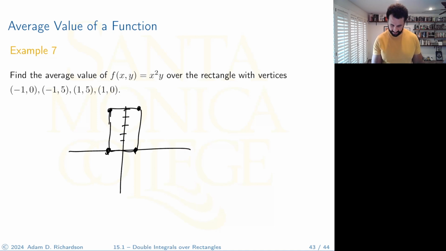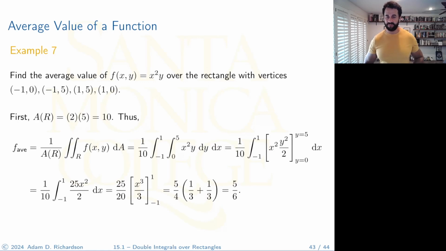And what is its area? Well, this is length 2, and this is length 5. So the area of our rectangle is 10. Is that right? Let me see. 0 to 5. Yes. Okay, there we go. So now that we know the area of the rectangle, we can do our double integral. It's a rectangle and our function is continuous, so it doesn't matter the order we integrate. We can do this iteratively.